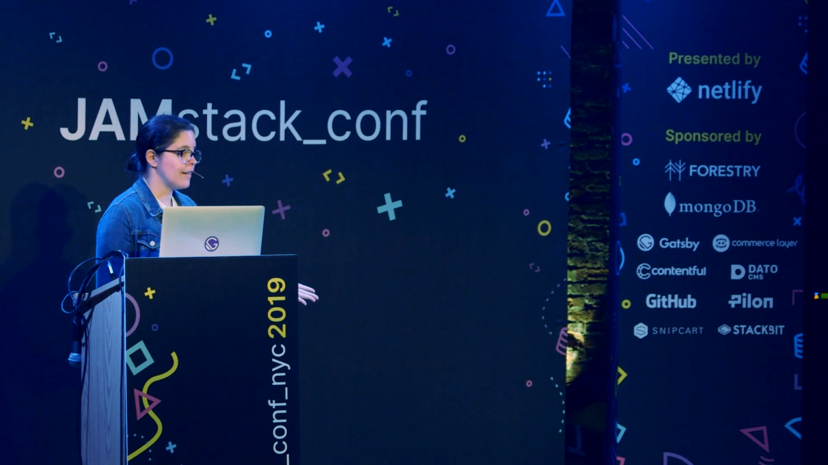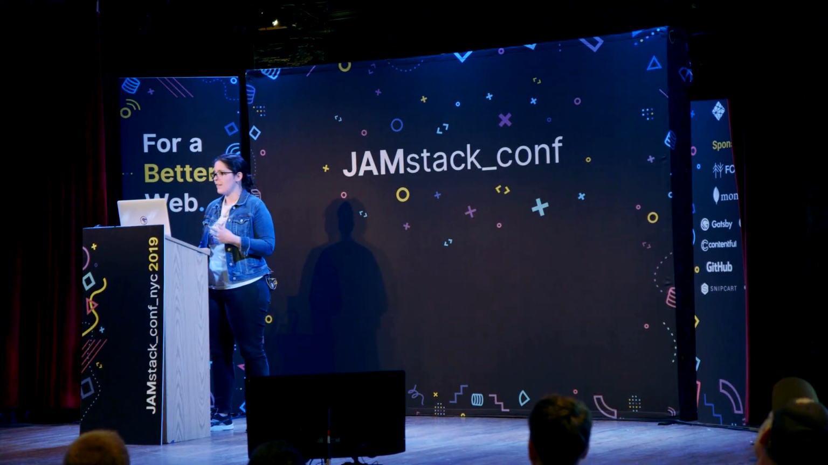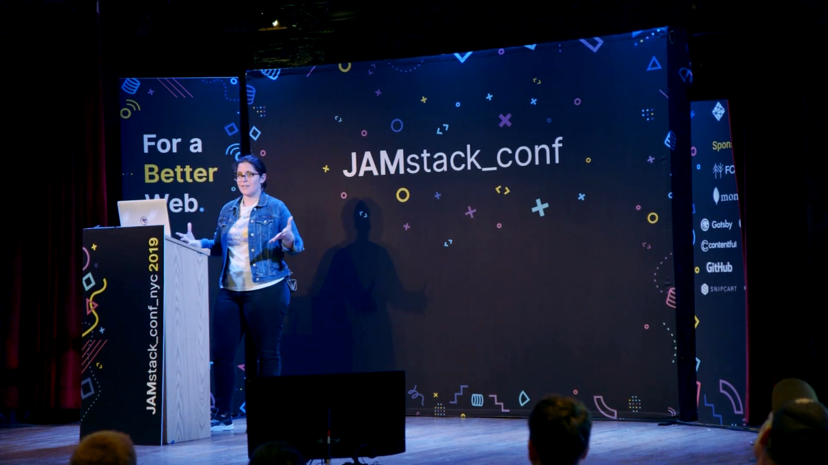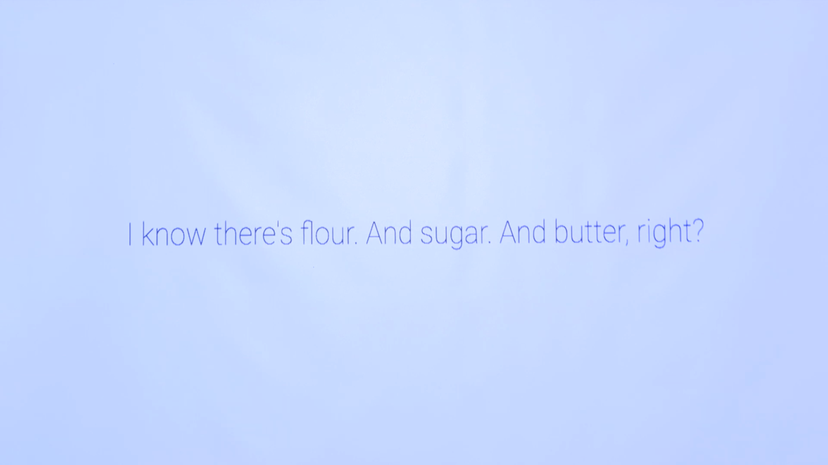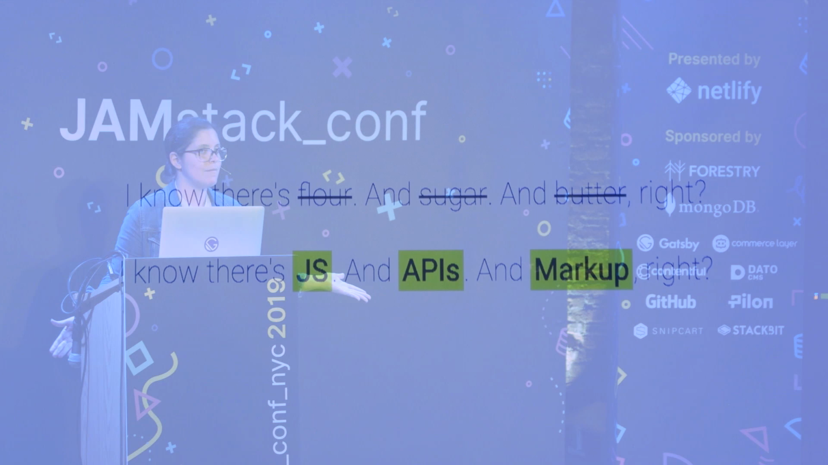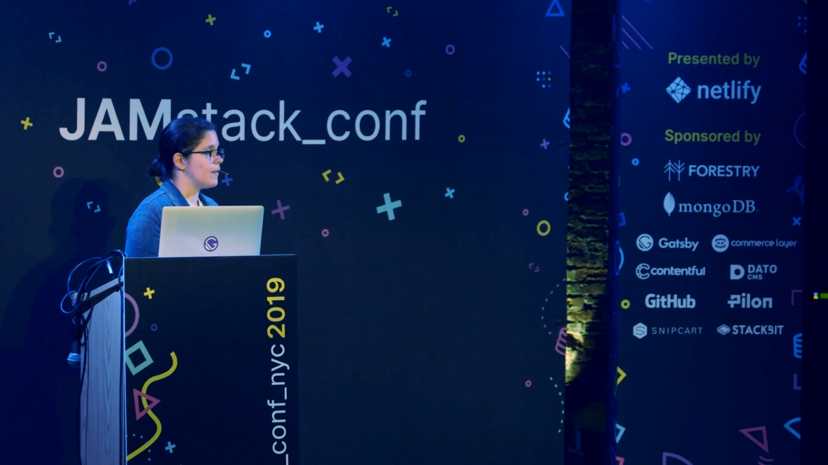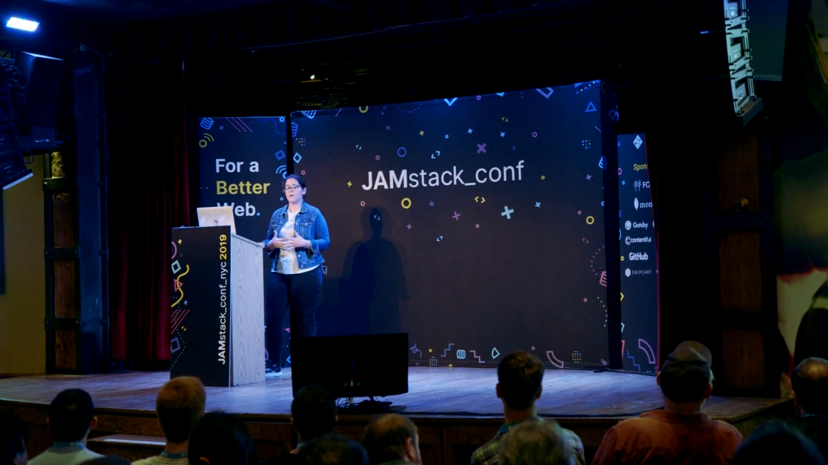So say you never baked anything in your life. This, to me, would be like me telling you, make a cake. Not giving you any ingredients, not giving you a recipe, not giving you any measurements, not telling you what kind of cake to make, just saying, do it. Well, I know there's flour and sugar and butter. Over in JAMstack land, I know there's JavaScript and APIs and markup, right? This would take some time to experiment with and figure out on your own your ideal workflow and how you want to do this.